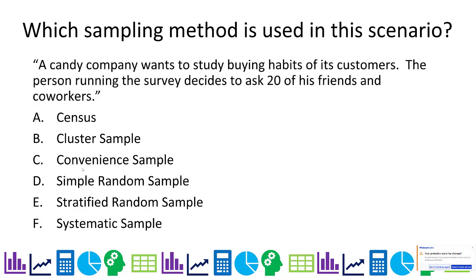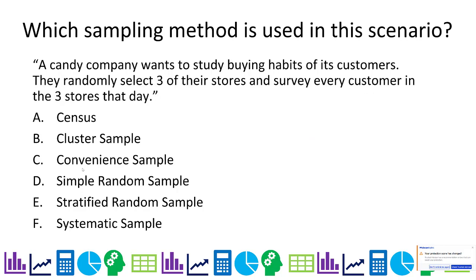Now, the person running the survey decides to ask 20 of his friends and coworkers, the very lazy sample called the convenience sample. So if you don't see any effort at randomization, that is a convenience sample, a very bad idea.